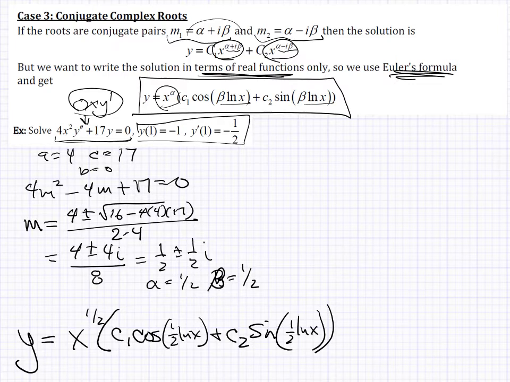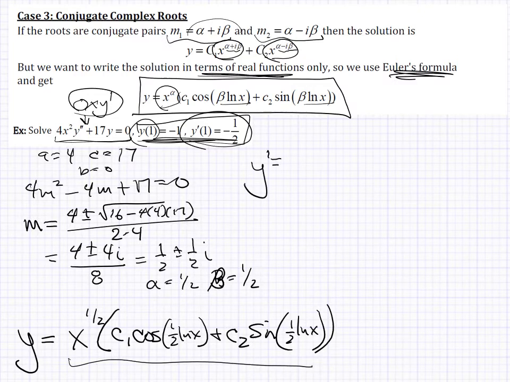Then what we could do is additionally solve now the initial value problem. So in this case we have y, but in this case we have y prime. So we would have to take the derivative of this equation here to figure out what y prime equals. And then we would be able to plug in that x is 1 and y is -1 from here. And then here we would plug in that x is 1 and y prime is -1/2. And that will help us find C1 and C2.